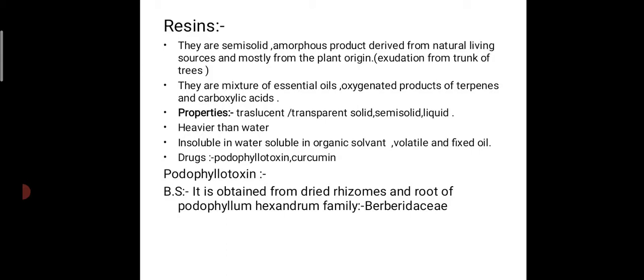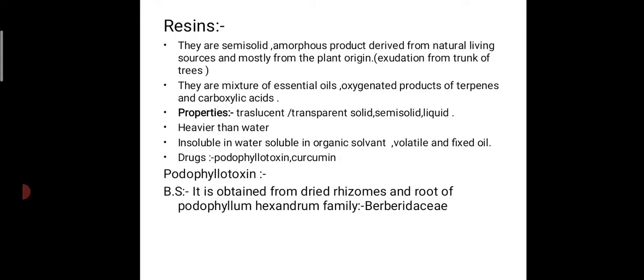A semi-solid jelly form is found, like on old trees such as babul and neem. These trees show resin as their excretory waste product. So these resins are useful for us, and they show some medicinal activity. So we isolate these resins from plants.